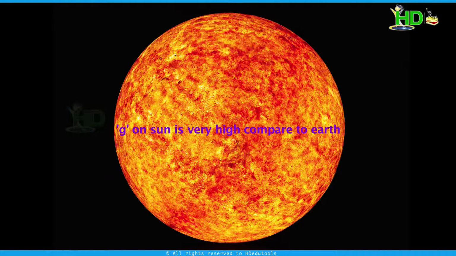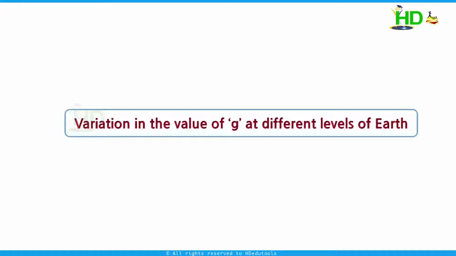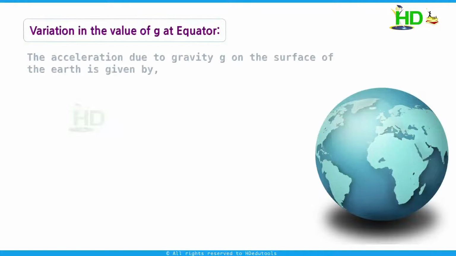Within a planet also, the value of g varies with the shape of the planet. We know that the acceleration due to gravity g is given by GM by R square, and the expression for g is calculated by considering the Earth as a spherical body.